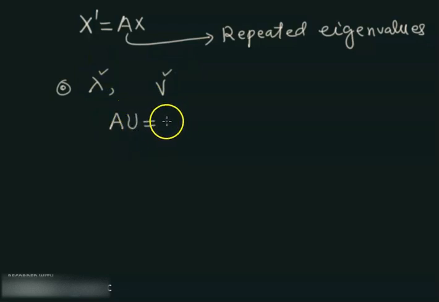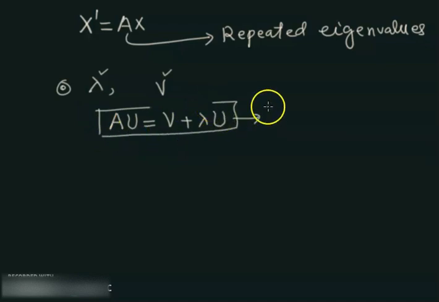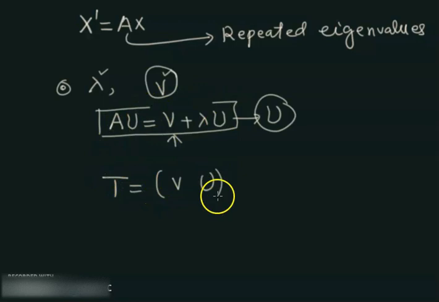A times some vector u equals v plus lambda times u, and from this you will find out u. Once you have this eigenvector v corresponding to this lambda and this u which will come out of this system, and here you will be a little wise and careful, then you can just define T to be equal to [v u], and then you define T inverse, and then T inverse A T will be the transformation. So let's do an example.